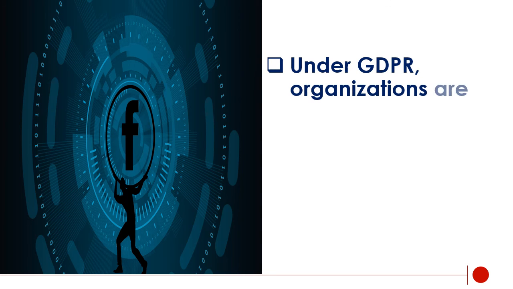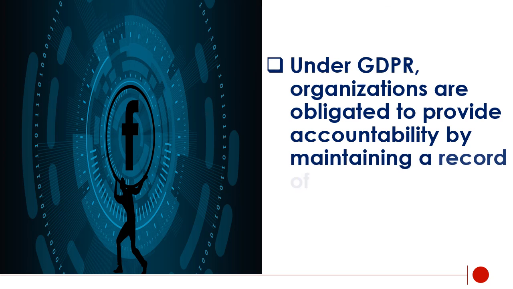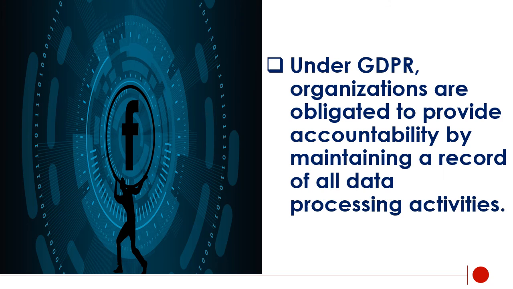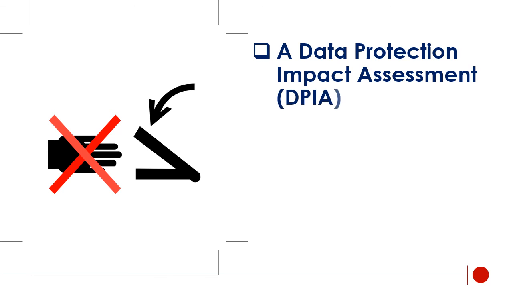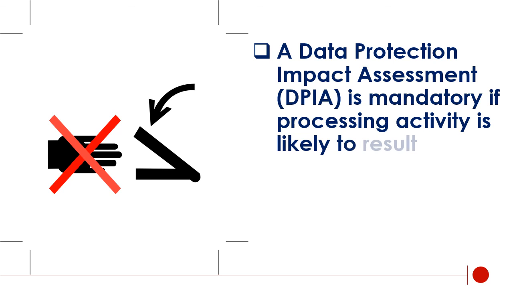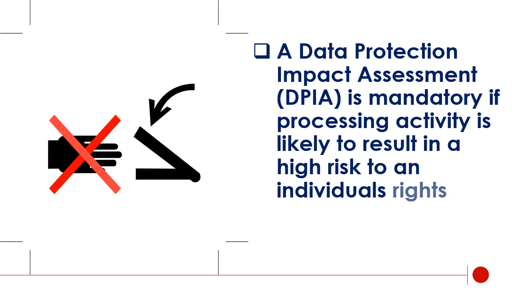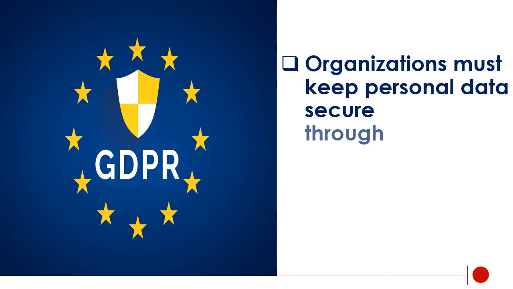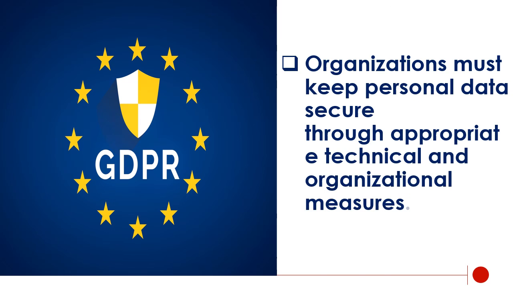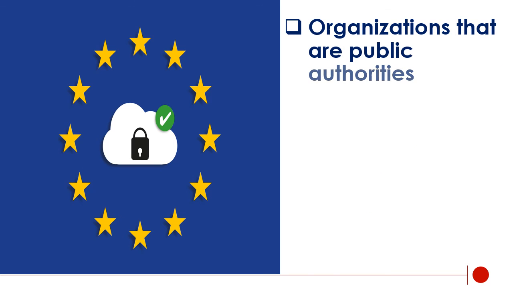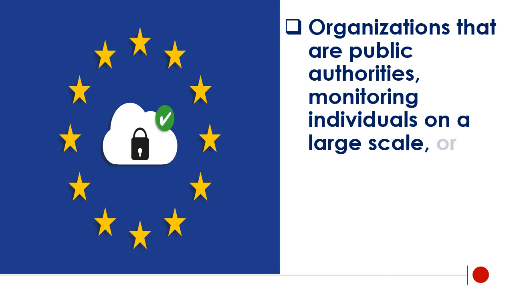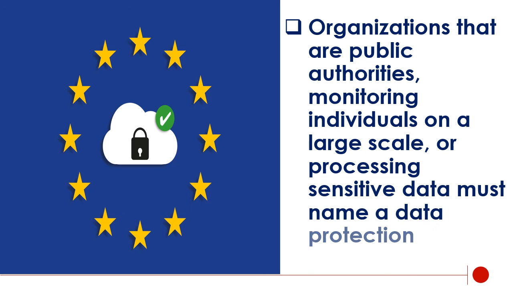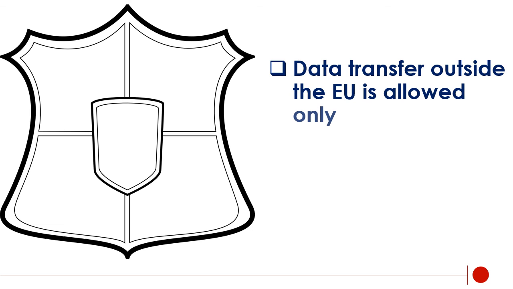Under GDPR, organizations are obligated to provide accountability by maintaining a record of all data processing activities. A Data Protection Impact Assessment, DPIA, is mandatory if processing activity is likely to result in a high risk to an individual's rights. Organizations must keep personal data secure through appropriate technical and organizational measures. Organizations that are public authorities, monitoring individuals on a large scale, or processing sensitive data must name a data protection officer. For all other organizations, a data protection officer is recommended but not required. Data transfer outside the EU is allowed only if appropriate safeguards are in place.